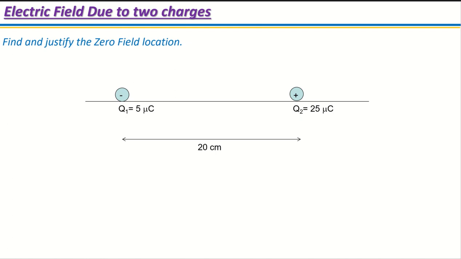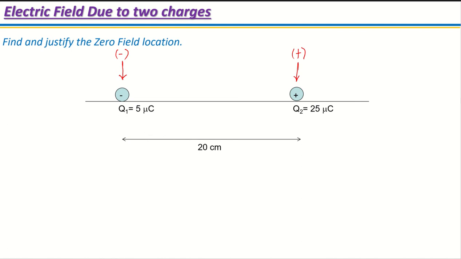Now, we have two charges. One is 5 microcoulomb, the other is negative 5 microcoulomb, because this charge Q1 is negative and Q2 is a positive charge. They are placed at a distance of 20 centimeters from each other. You are asked to find and justify the zero field location. Zero field location means where there is no field.